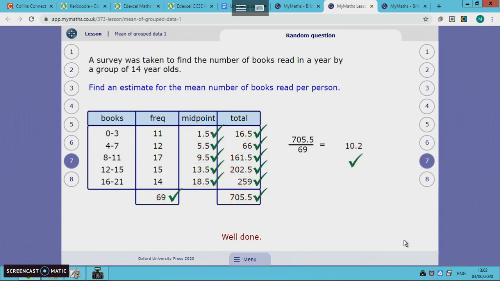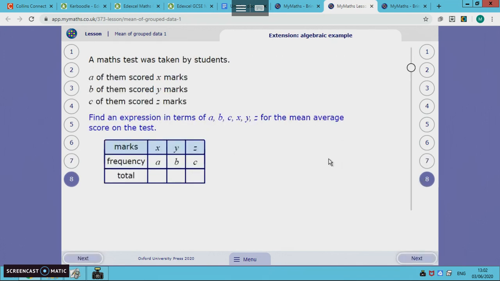Let's see if we got that right. Perfect. So if you need to pause the video at any point to copy that down, that's fine. But when you see it's grouped data, firstly, add a midpoint column if there isn't one, and secondly, add an FM column. So you need 2 extra columns instead of 1 when it's grouped data. Okay, I don't think we need to do any more on that.